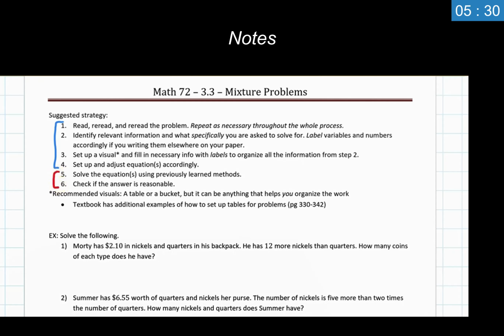There we go. So if we're looking at our information here, we're told to read, reread, and reread the problem and do this as much as we need to throughout the whole process. Make sure you really know what's going on and you go back and verify what's going on in the problem as much as you need to. You want to identify relevant information and what specifically we are being asked to solve for.